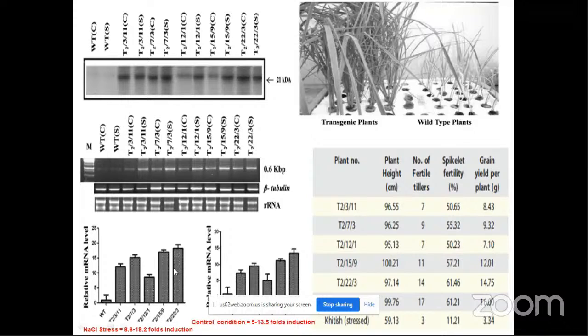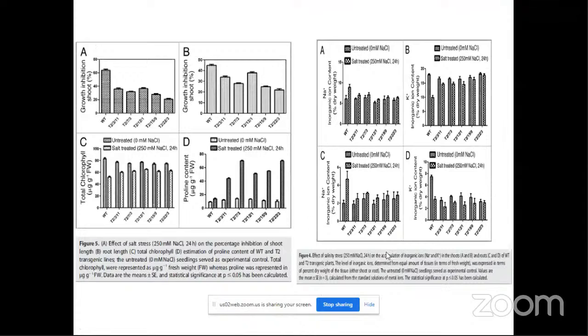There is induction of this gene, and when you compare wild type and transgenic plants in presence of stress, the performance is quite better. Even when you measure the agronomic traits like plant height, the fertile tillers, and the spikelet fertility, you can see the transgenic plants are behaving better. That was published in Plant Signaling and Behavior. And these are some of the biochemical parameters that were tested. Overall, the conclusion was that the plants were behaving better.